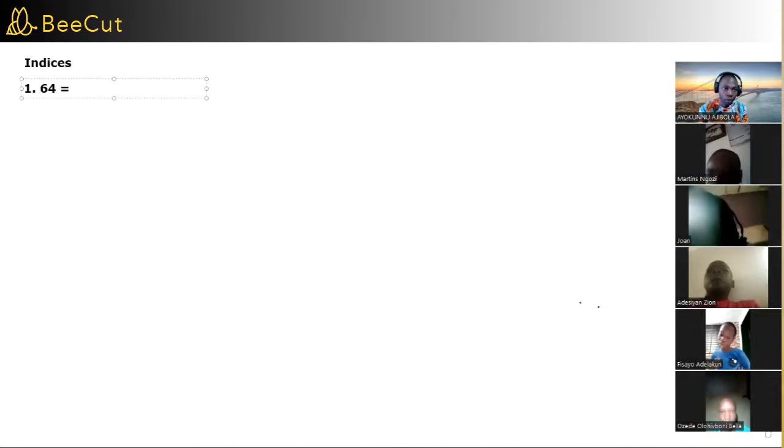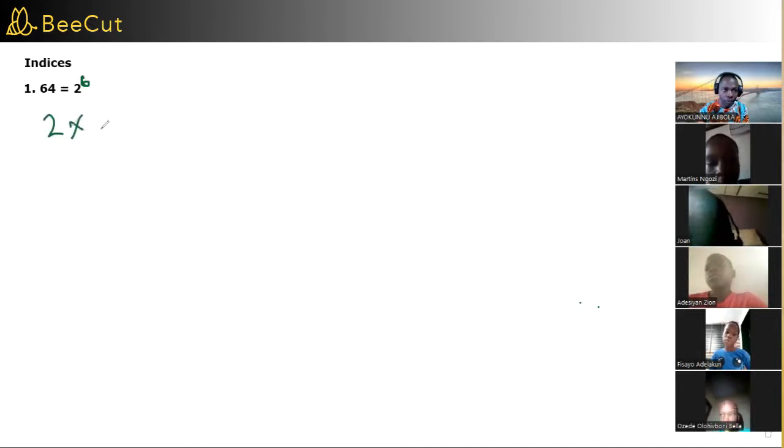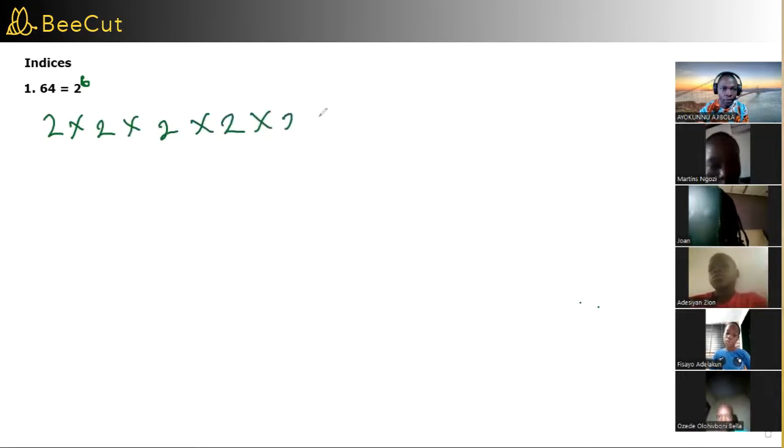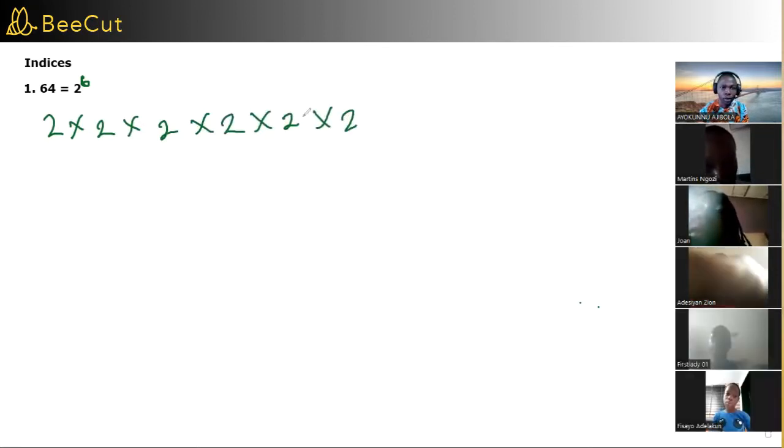64 equals 2 raised to power 6. Yes or no? So how did 64 get to be equal to 2 raised to power 6? It's because 2 is a number that you will multiply by itself in 6 places to give us that. It is 2 times 2 times 2 times 2 times 2 times 2. How many 2s? 1, 2, 3, 4, 5, 6.